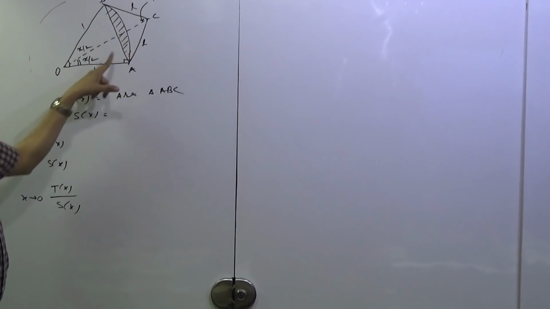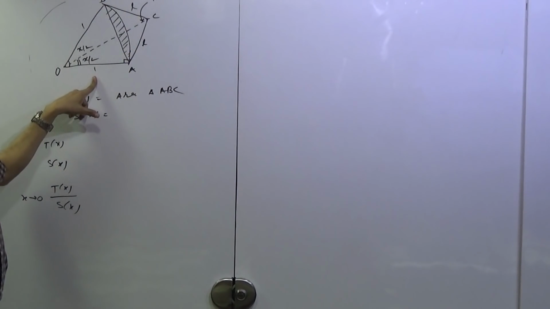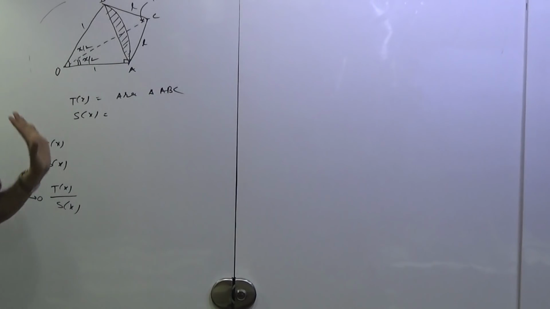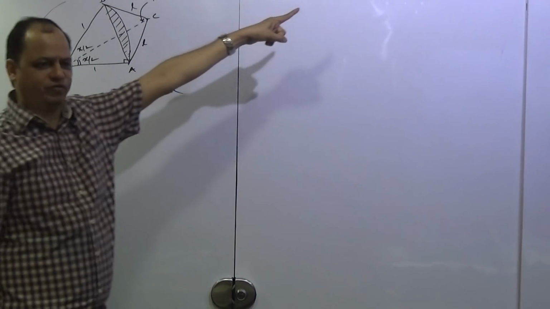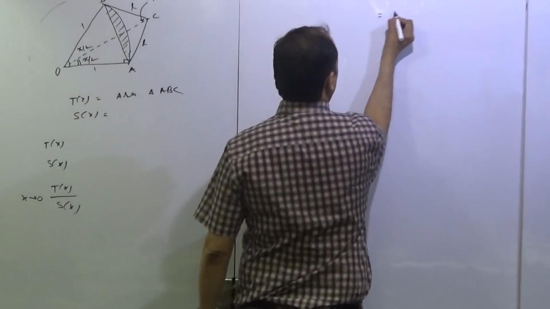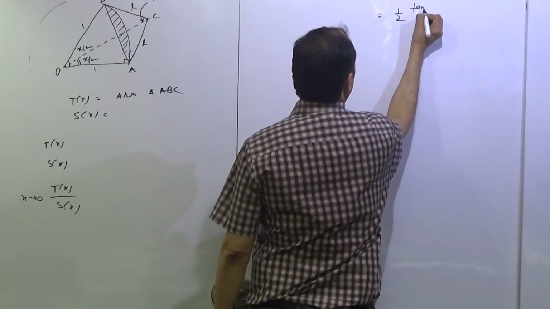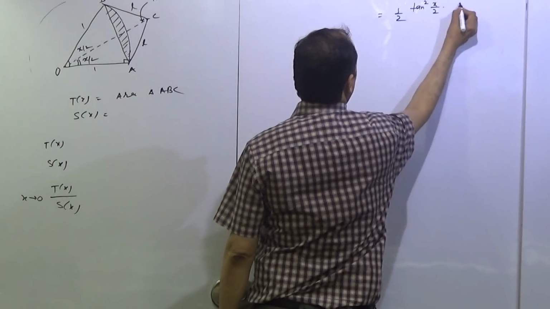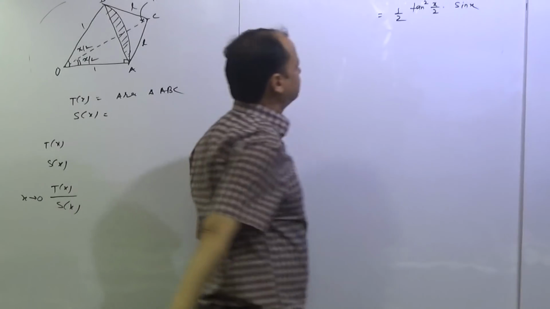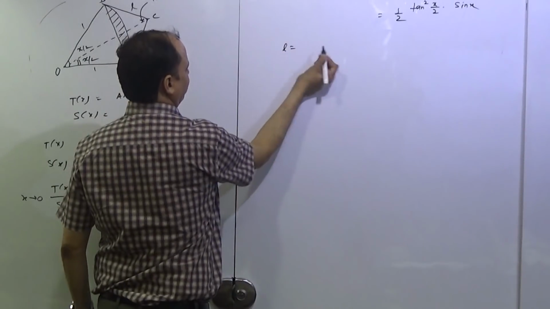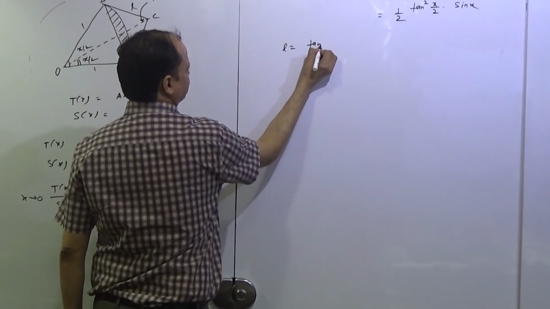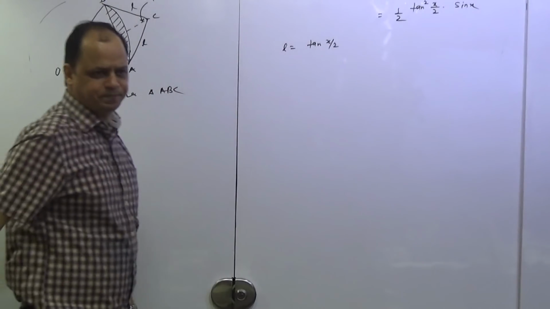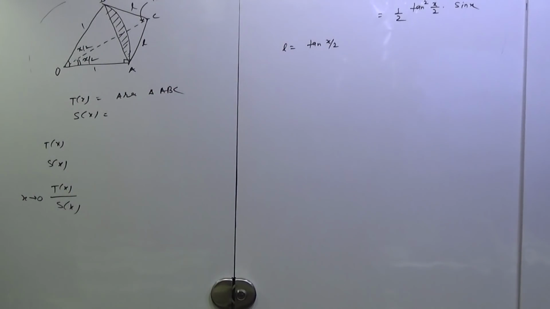L by x is equal to L by 1. L is equal to tan of x by 2. Very good. Can I write the value of L there? So this is coming out to be half tan square x by 2 into sin x. Yes, sir. I have written the value of L is equal to tan x by 2. Okay. Now move towards the next.